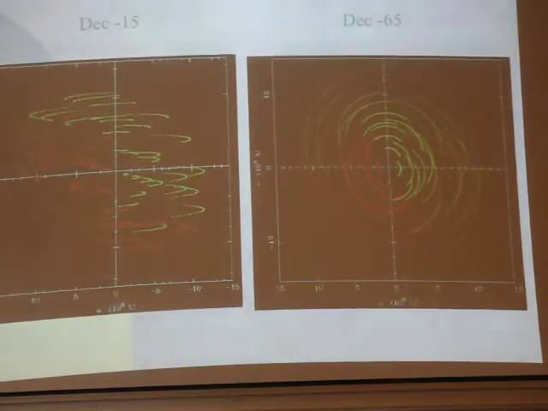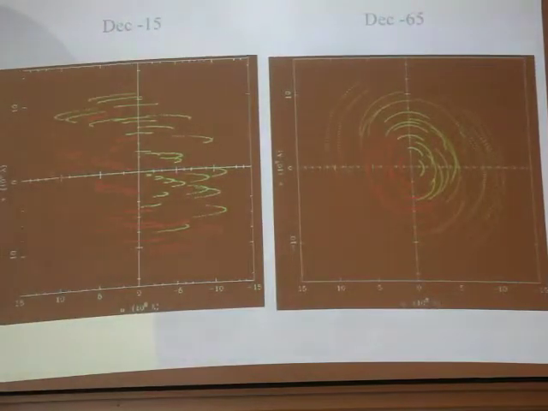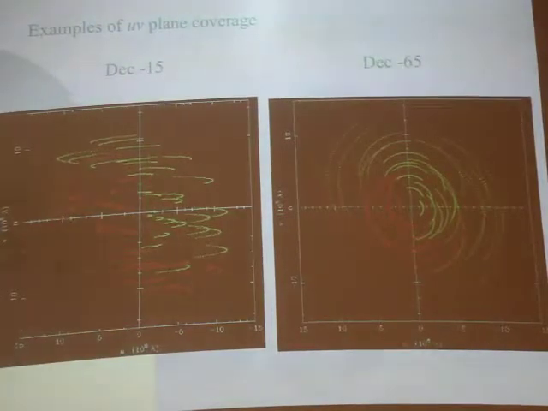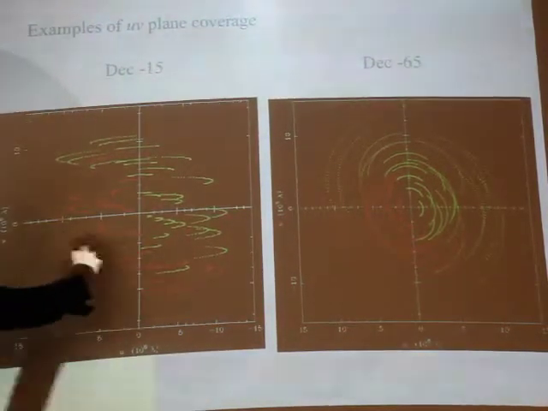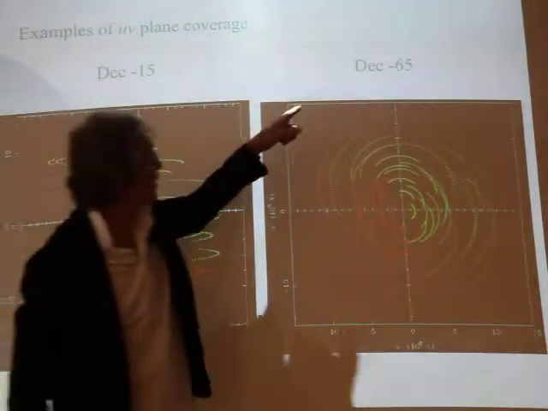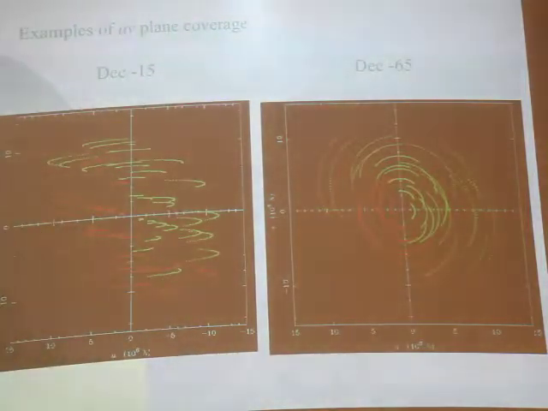If you have a star located at the declination of minus 15 degrees, and you let the Earth spin during the night, this is the UV plane, so you see how you are covering it with many, many points. This is for a star located at the declination of minus 65 degrees. You see how you may cover the UV plane just using the four UTs.